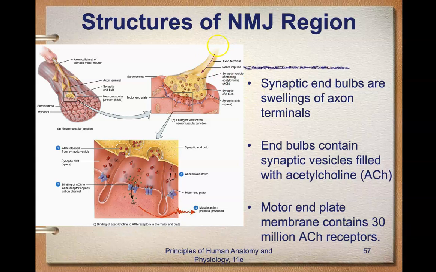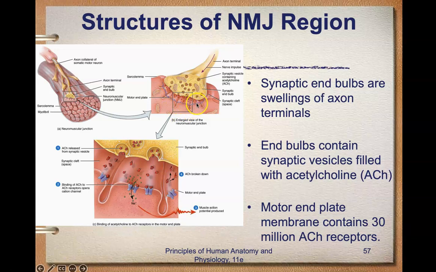So I'm going to go through that again here. When you look at this, this is kind of zooming in. Here you can see your motor neuron coming in, and here's your axon terminal ending in this synaptic end bulb. With the synaptic end bulb, you're going to see there is this synaptic cleft or synaptic gap. There's a little bit of space between that motor neuron and the sarcolemma membrane of the muscle cell.